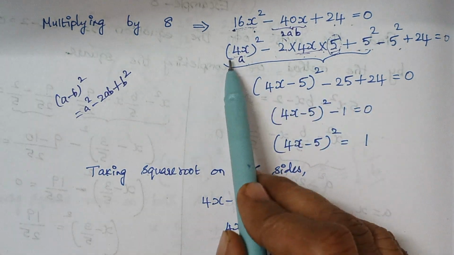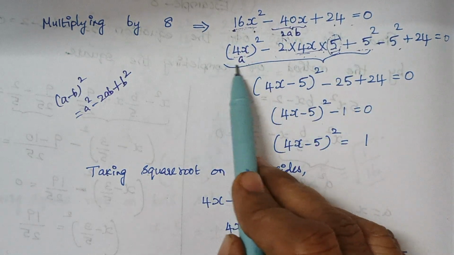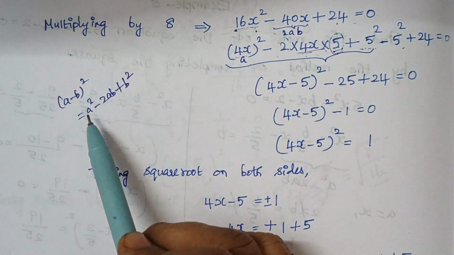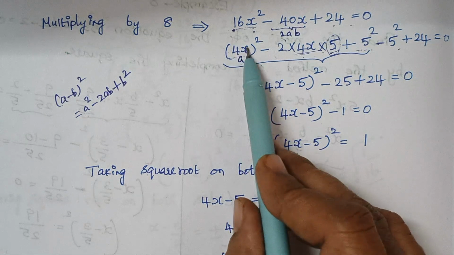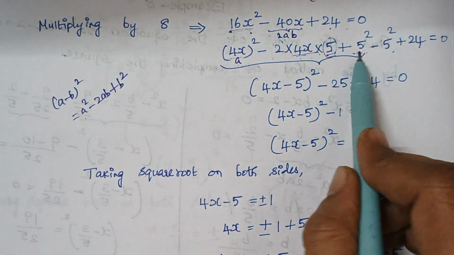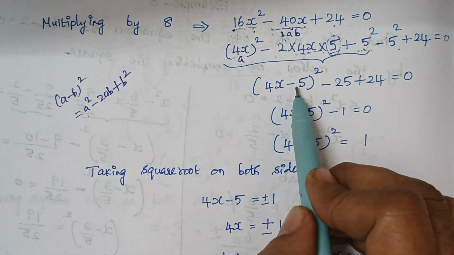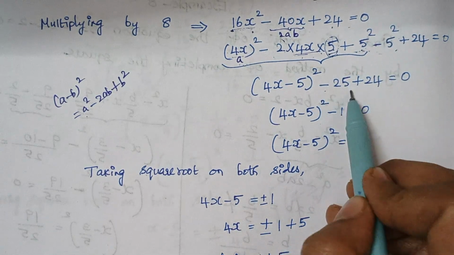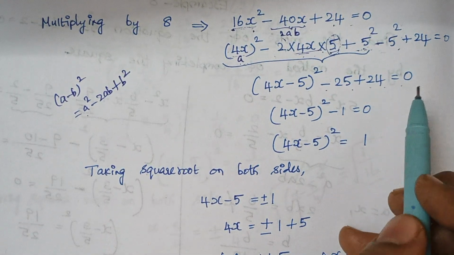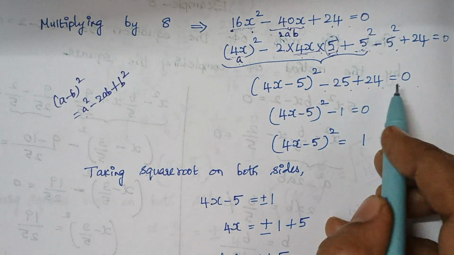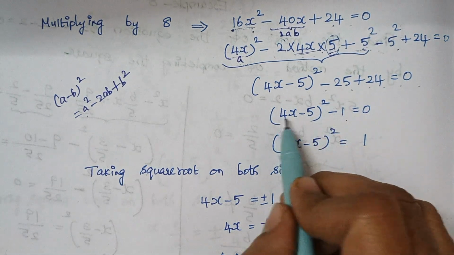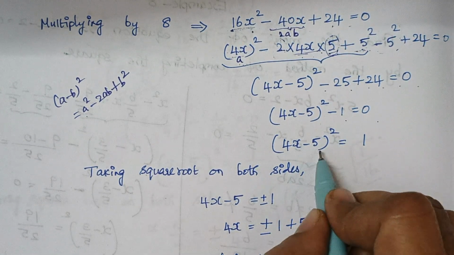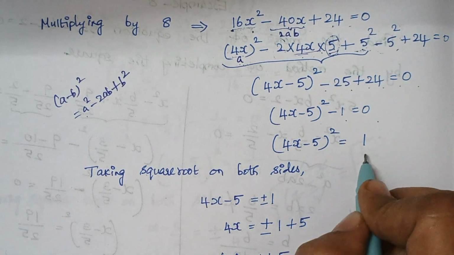So now when you look at the first 3 terms, you can combine these 3 terms and write this in the format of a minus b the whole square. So in the place of a I have 4x and in the place of b I have 5. Therefore 4x minus 5 the whole square, and here minus 5 square is nothing but minus 25 plus 24 is equal to 0. So minus 25 plus 24 gives you minus 1. So 4x minus 5 the whole square minus 1 is equal to 0. Therefore 4x minus 5 the whole square is equal to 1.